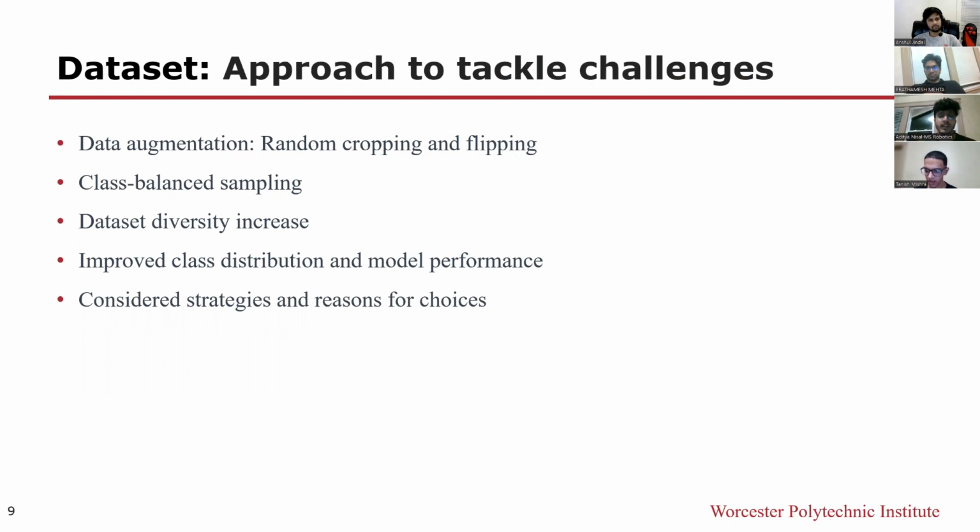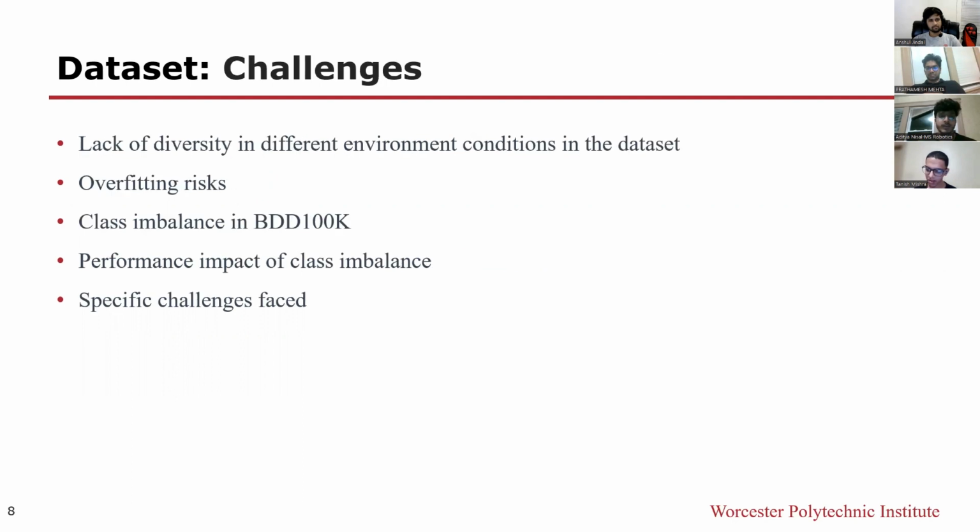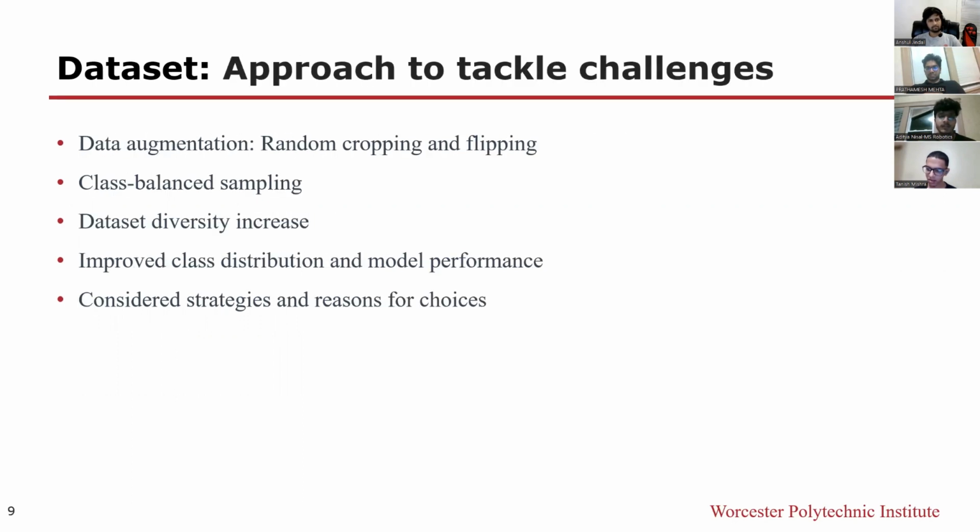Another challenge is the class imbalance in this dataset, where some object classes are underrepresented. This imbalance can negatively impact the model performance, as it may struggle to detect less frequent objects. Now, to address this issue, we use class balanced sampling, which ensures equal representation of all the object classes during training. This approach helped to improve the class distribution and overall performance of our model, allowing it to effectively tackle the challenges faced in traffic object detection.